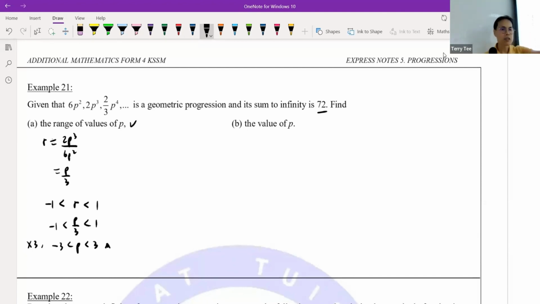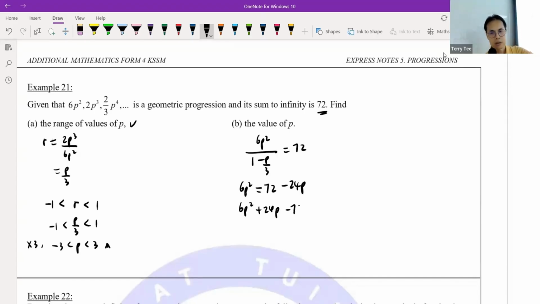Okay, but how do you find the value of p? If your sum to infinity is 72, we use the formula a divided by 1 minus r. r is p over 3. And this sum must be 72. Okay, can I multiply over? 6p squared equals 72. 72 divided by 3 is 24, right? Bring everything to the left-hand side. We can divide by 6. As I divide by 6, I got 4. And is it 18? 12, sorry, 12, right?